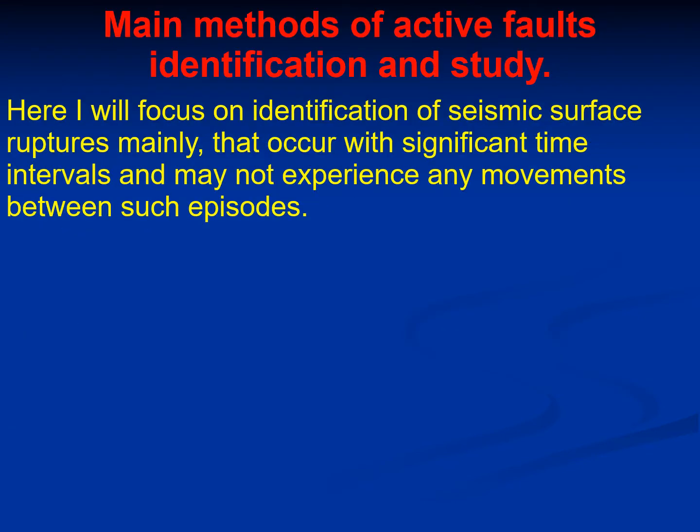So what are the main methods of active fault identification and study? Here I will focus mainly on identification of seismic surface ruptures, that occur with significant time intervals and may not experience any movements between such rupturing episodes.